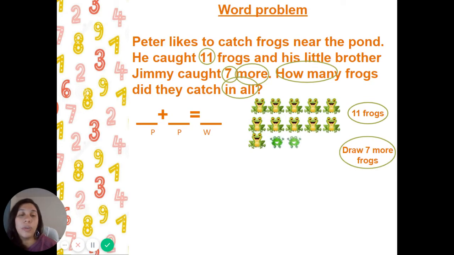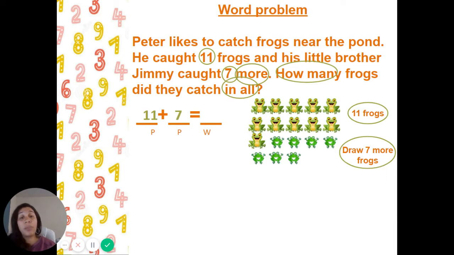1, 2, 3, 4, 5, 6, 7. So how many frogs do we have in all now? How many frogs do we have in all now? Because we had one of the parts that was 11 frogs, okay? And the other part is 7 more frogs.